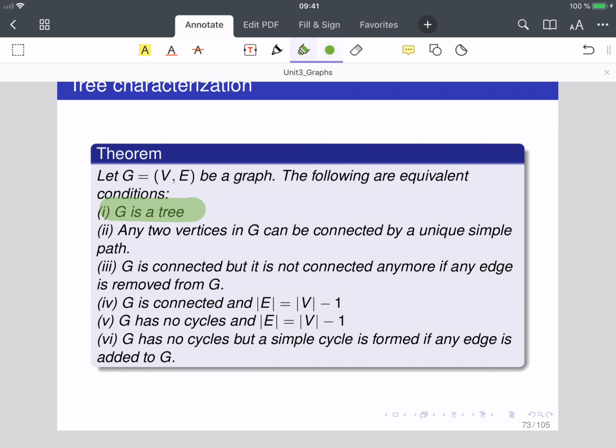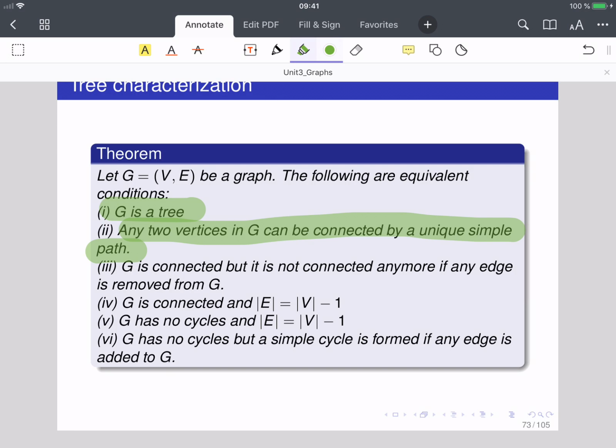Of course, in a tree any two vertices can be connected, because the graph is connected, and they can be connected by a unique simple path. Because if there were two different simple paths, then we could form a cycle. We could go with one of the paths and come back with the other path, and that would form a cycle. So that is not possible. We must have a path because the graph is connected, but just one path. We cannot have more than one path.